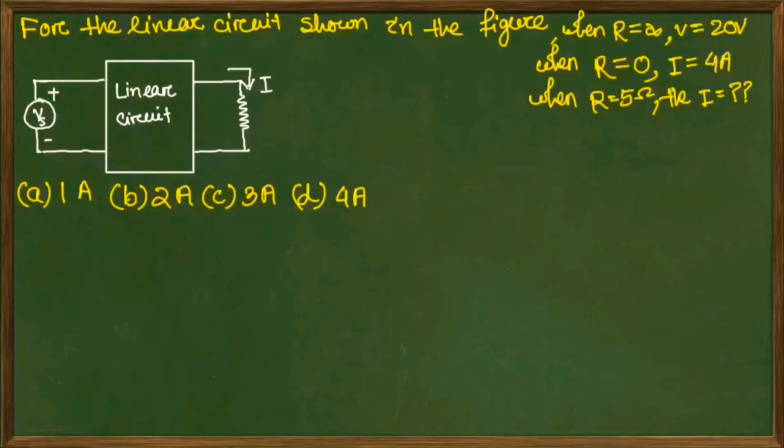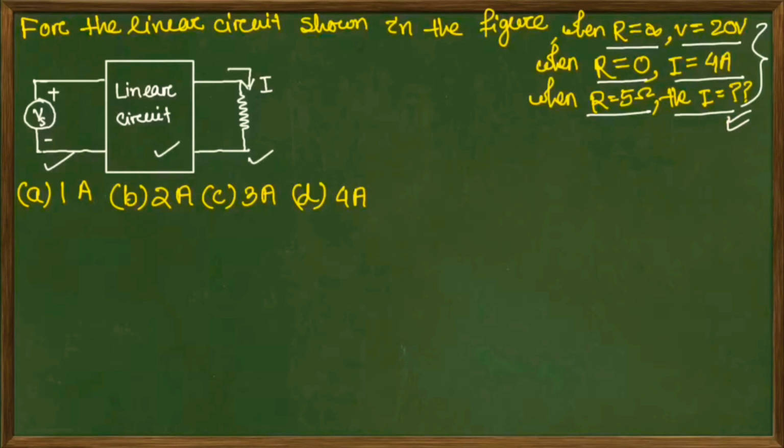In this question we have been given a linear network, where there is a voltage source present on the input side and there is a load present on the output side. We are given a few conditions: when R equals infinity, V equals 20 volt; when R equals 0, I equals 4 ampere; and when R equals 5 ohm, what is I? We have to tell.